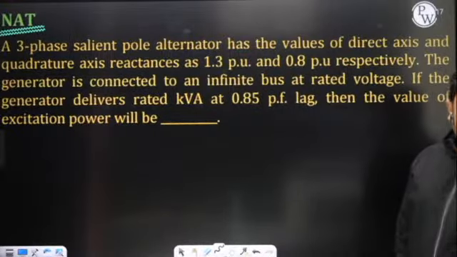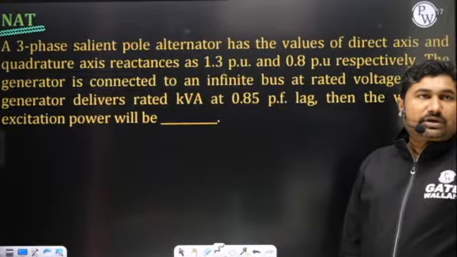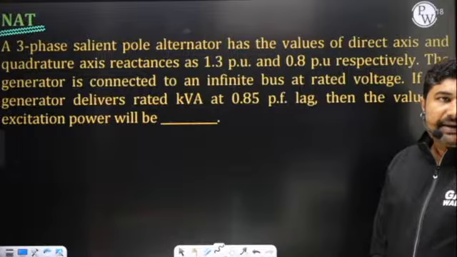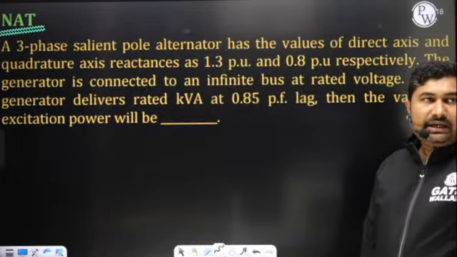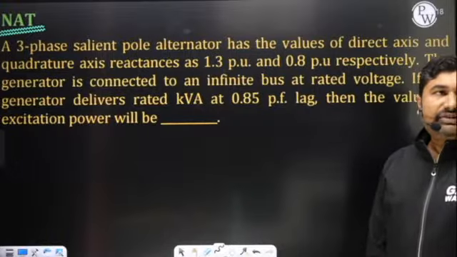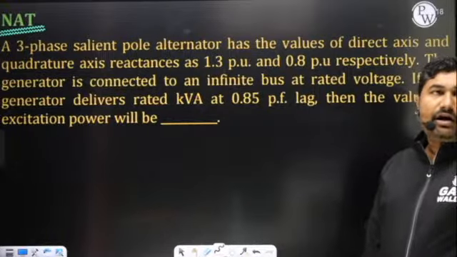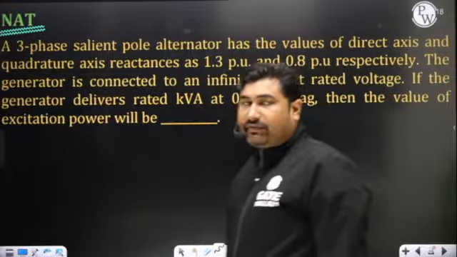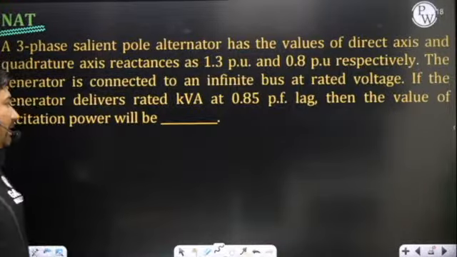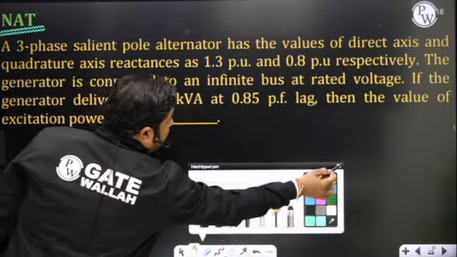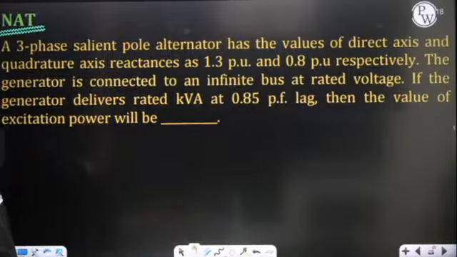A three-phase salient pole alternator has the values of direct axis and quadrature axis reactances as 1.3 per unit and 0.8 per unit respectively. The generator is connected to an infinite bus at rated voltage. If the generator delivers a rated current at 0.85 power factor lag, then the value of excitation will be, we need to calculate the value of excitation.